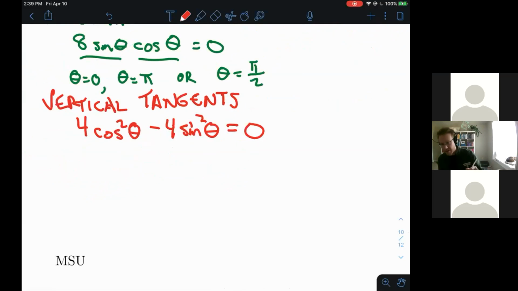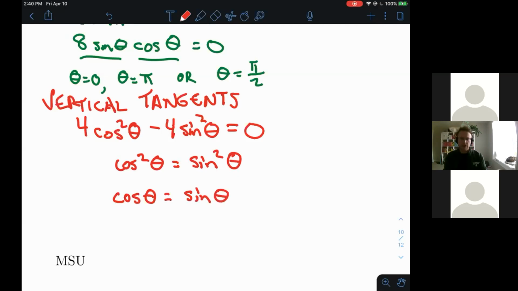I'm going to go ahead and divide by 4, and I'm going to move the sine to the other side. That's what I'm tempted to do anyway. And then I want to take the square root on both sides. So the square root on both sides, I'm going to get cosine equals sine. So the question is, when does cosine equal sine? And if you'd like to, you can go ahead and stop right here, and say, well, I know that cosine is equal to sine; there's a place where they're both equal to root 2 over 2, and that's at theta equals pi over 4. So theta equals pi over 4 is a fine way to go.